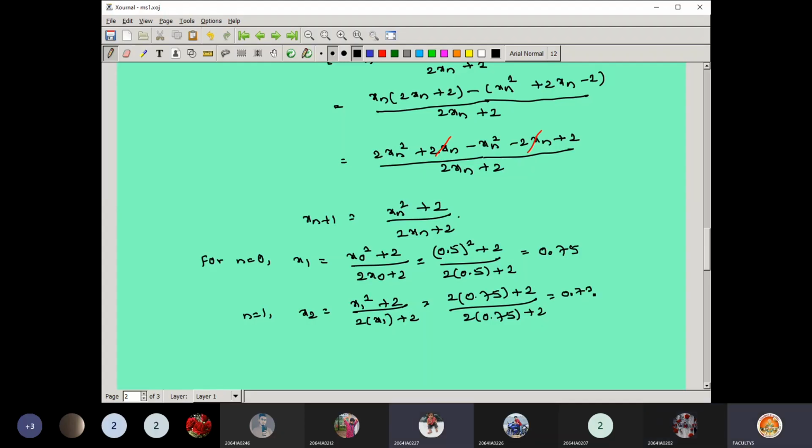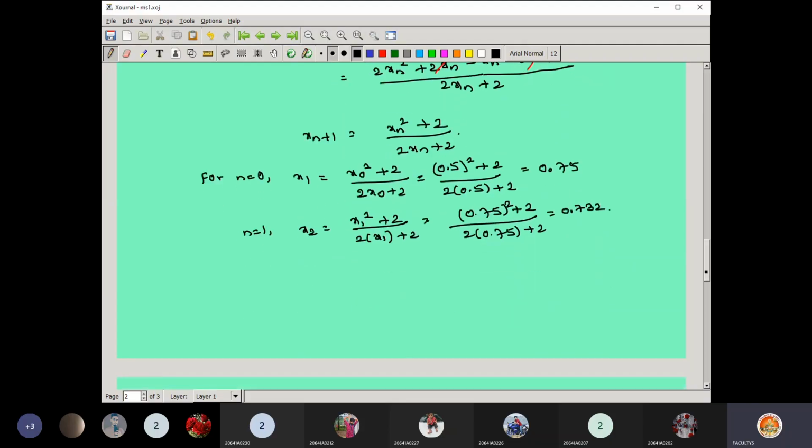0.732. Square, sir, here 2 into 0.75. No, here you are getting square. Wait a minute, the problem here is that in the numerator there is no 2, only square. Plus 2, 0.732? Yes, sir. Okay, shall I stop it or continue it? Because the answer finally you are getting is somewhat different.